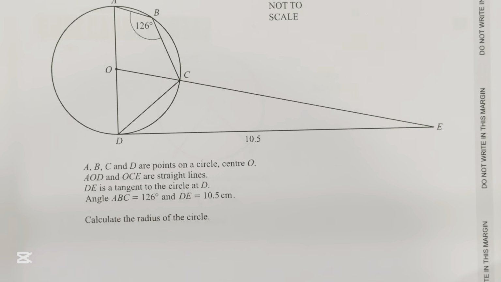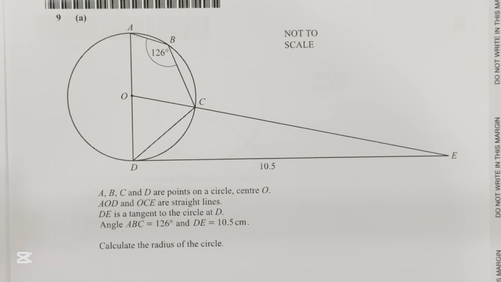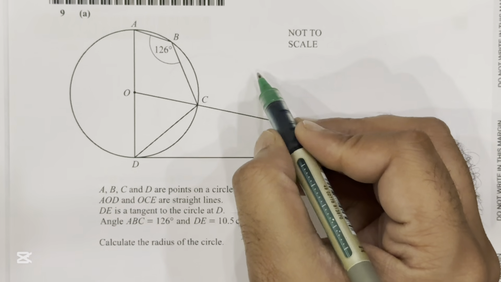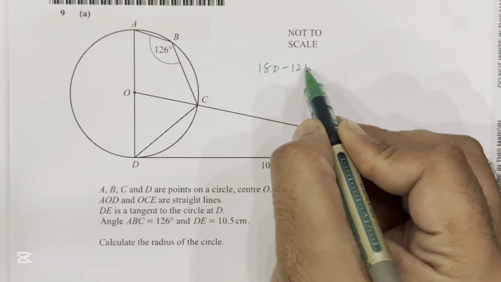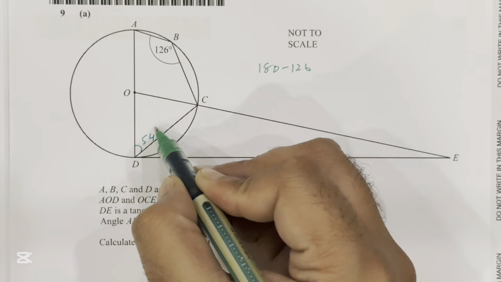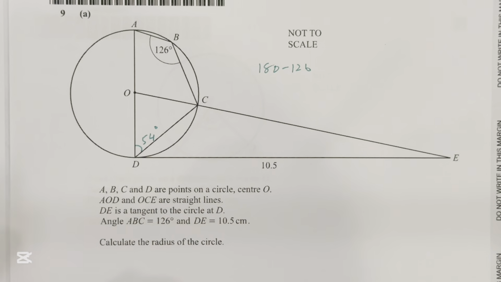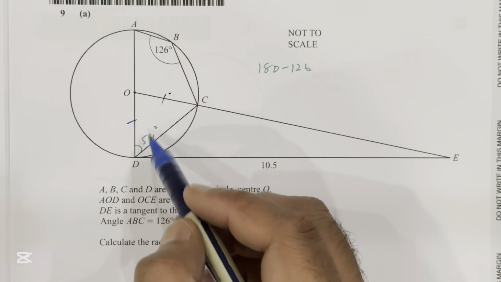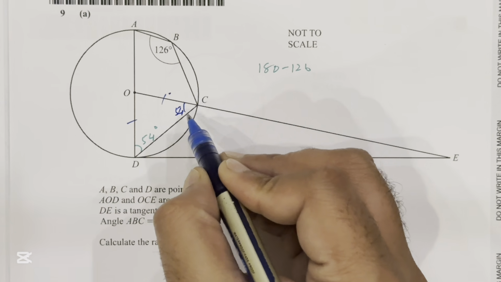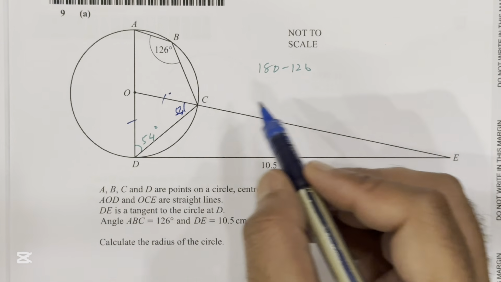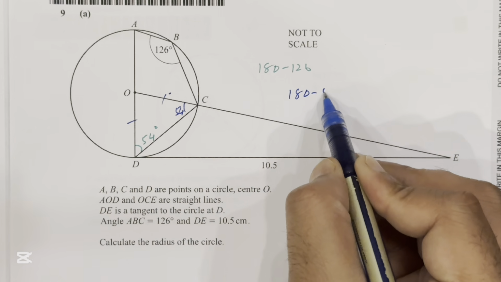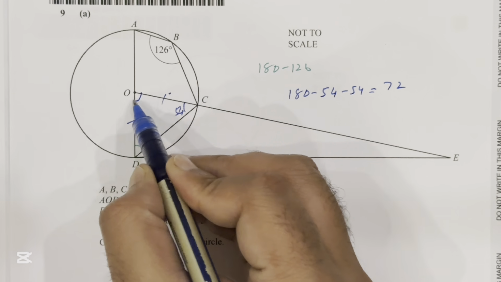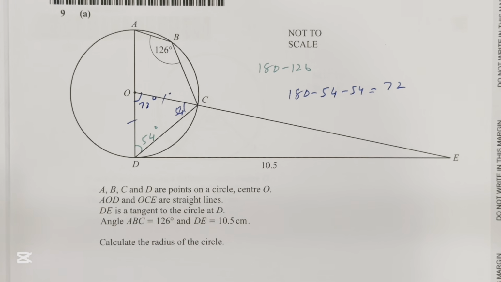Okay, there are various methods to do this question. We know that ABCD is the cyclic quadrilateral, so the sum of opposite angles is 180. So 180 minus 126, you get the value, that is equal to 54. Okay, you know that this triangle is isosceles because OC and OD are the radius, so this would also be equal to 54. And all triangles have angle sum equal to 180, so 180 minus 54 minus 54, you get the value that is 72. So at the center the angle is 72.